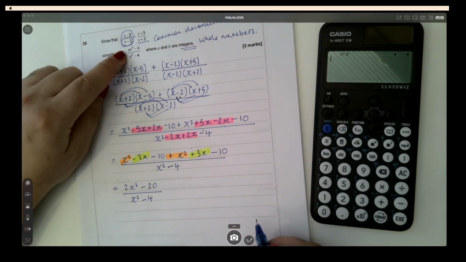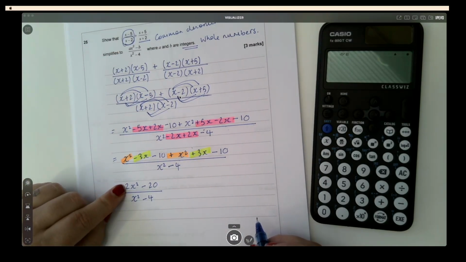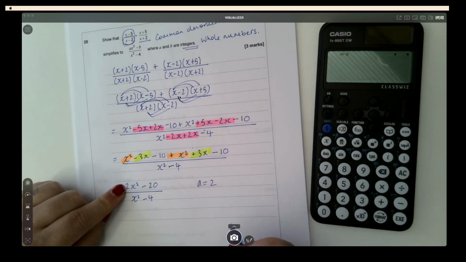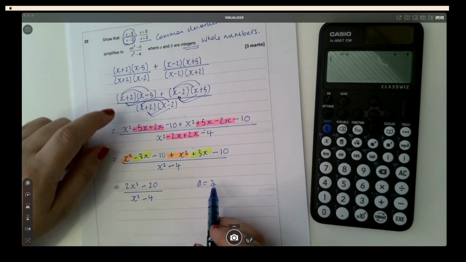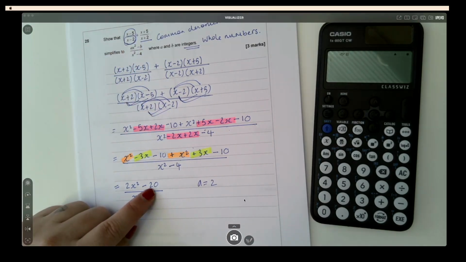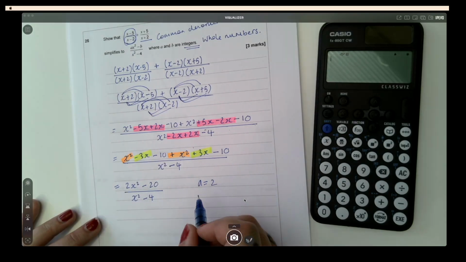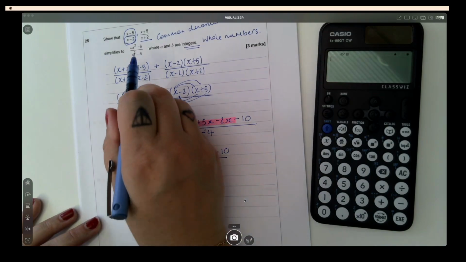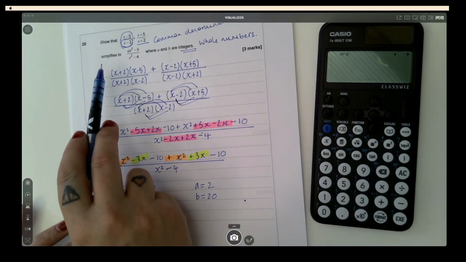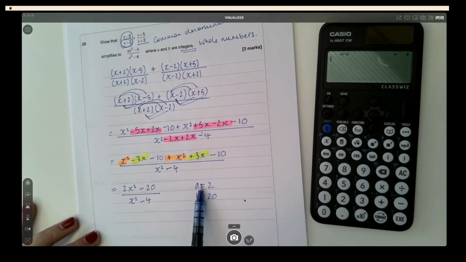So now it looks similar to this form. Let's check if we can read off our values. So a is 2. That's an integer. That works for me. So a equals 2. B here, look, corresponds to the 20 there. That's a minus. This is a minus. So we're going to put b equals 20, not b equals negative 20, because the signs match there. So we've shown that these algebraic fractions simplify in this form to get integers for a and b of 2 and 20.